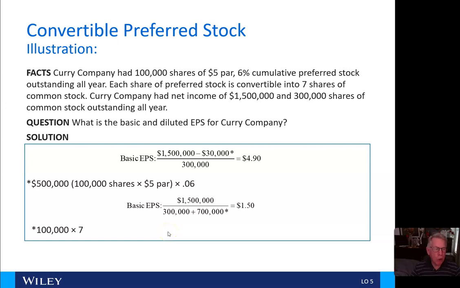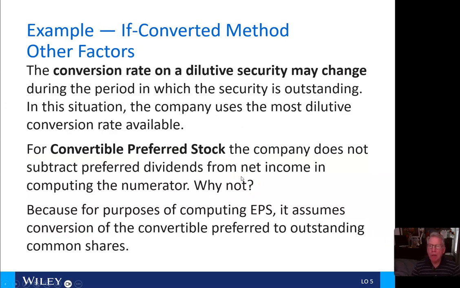Hi everybody, and welcome back to video number 7 in chapter 15. When we left off, we were looking at an example of the if converted method using other factors. The conversion rate on a dilutive security may change during the period in which the security is outstanding. In this situation, the company uses the most dilutive conversion rate available.